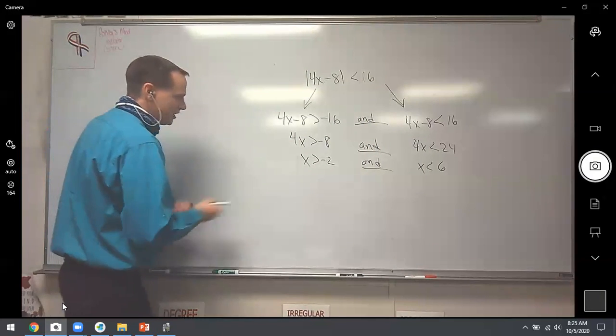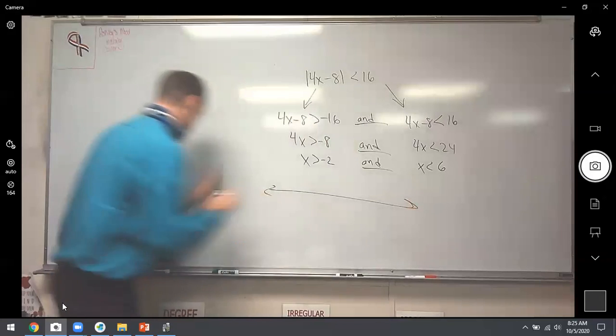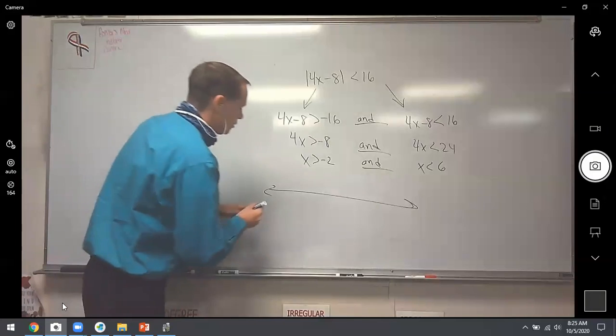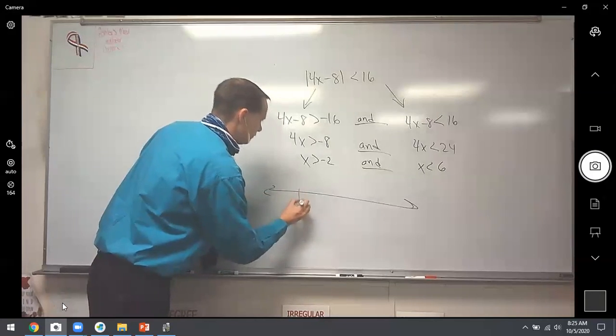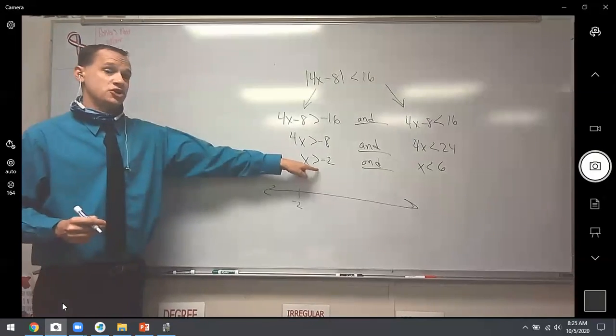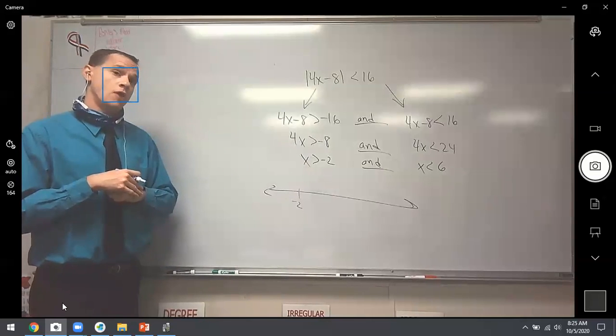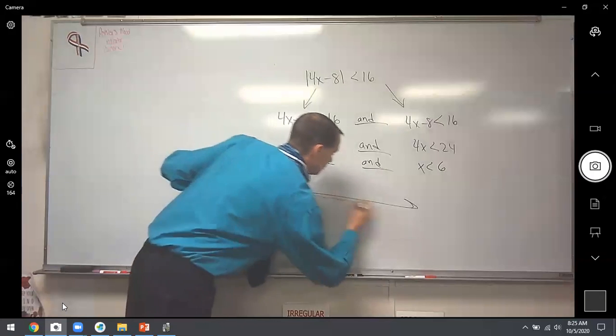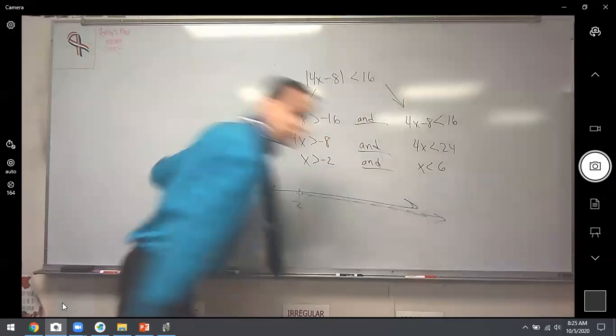The reason the key word here is and is because if you graph these separately on a number line, here is, let's say, negative 2 is right here. By the way, according to this piece, should I have an open or closed circle? Open, yes. So all the x's greater than negative 2 would be this forever. Would you concur with that?